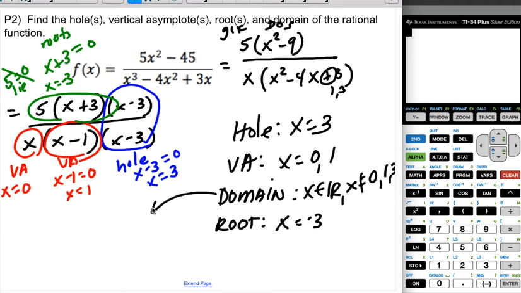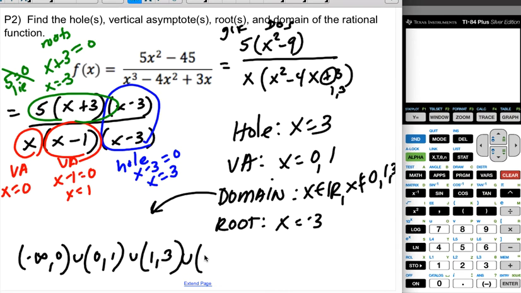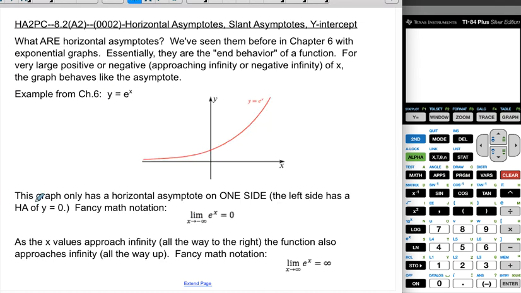Right? And again, if you chose to write this domain the really long way, you could say negative infinity to 0, skip over 0 to 1, skip over 1 to 3, skip over 3, and go to infinity. I think it's easier to write it the other way, but that's totally up to you. And that is it for the first video.